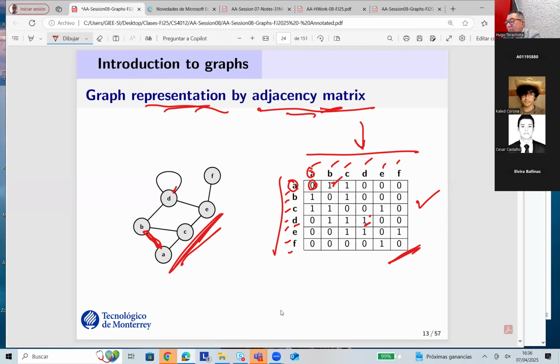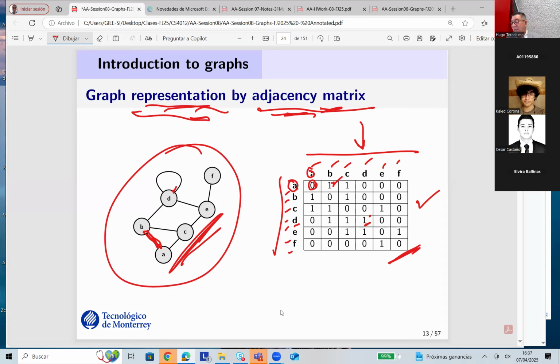What is the advantage of using this representation, the adjacency matrix? And I'm talking about a computational aspect, right? If you're going to program this graph or an algorithm for this graph in a programming language, and you have the representation of an adjacency matrix, what do you think is easy to do with this representation?